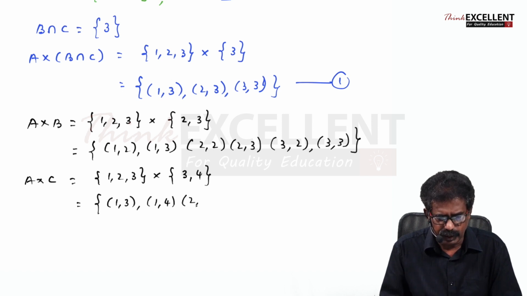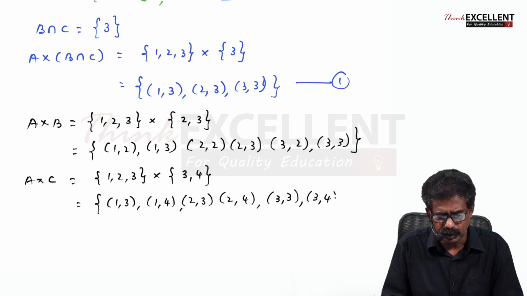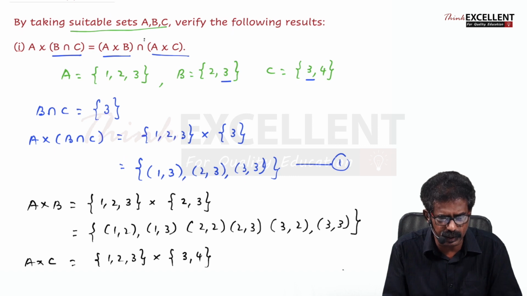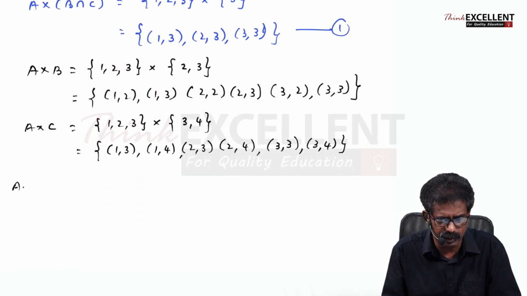Then 2, 3, 2, 4. Then 3, 3, 3, 4, right? 3, 3, 3, 4. Now, you take the intersection of that, because the right side is what? A cross B intersection A cross C. So, A cross B intersection A cross C.